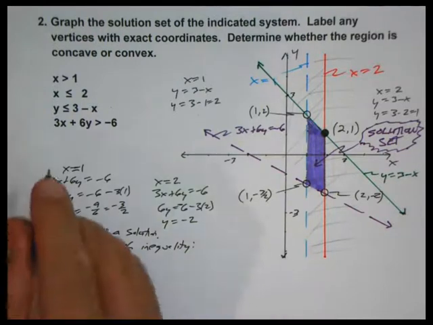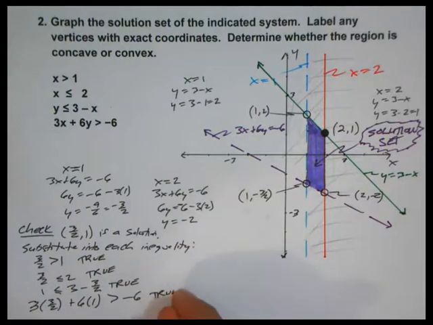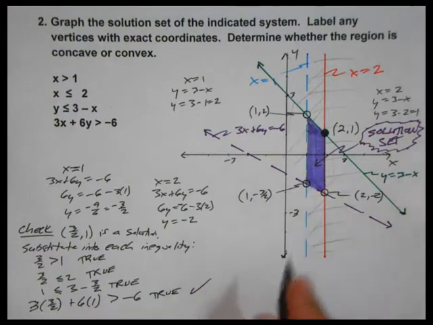Okay, the fourth inequality. 3x, 3 times 3 halves, plus 6y, 6 times 1, is that greater than negative 6? Well, here would be 9 halves. 4.5 plus 6, 10.5. Is 10.5 greater than negative 6? Surely true. Looks like it did indeed create a true statement upon substitution into each inequality, so that gives us some confidence that this is looking pretty good.